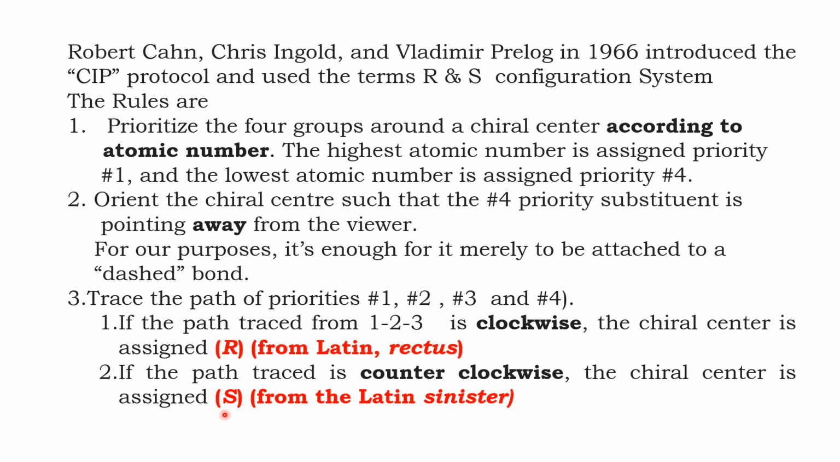The R and S rule is very simple, but we should be able to identify the four different groups and give their priority, with highest atomic number having maximum priority, lowest atomic number having least priority. Place the molecule in such a way that the least priority is away from the viewer. Then view the molecule and check whether our eyes move in an anti-clockwise direction or a clockwise direction.